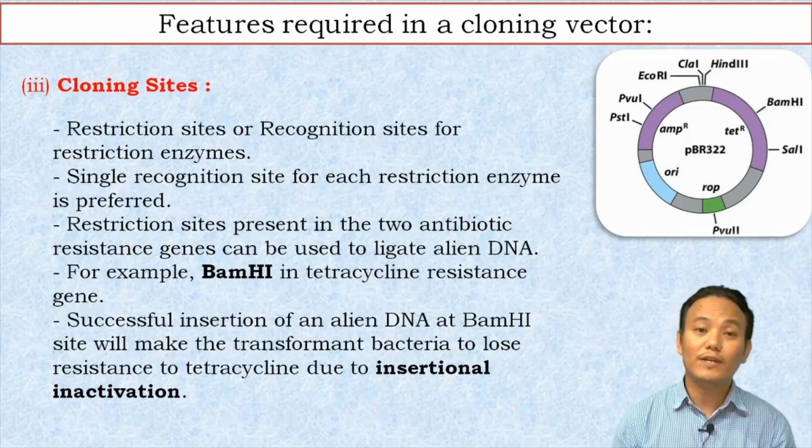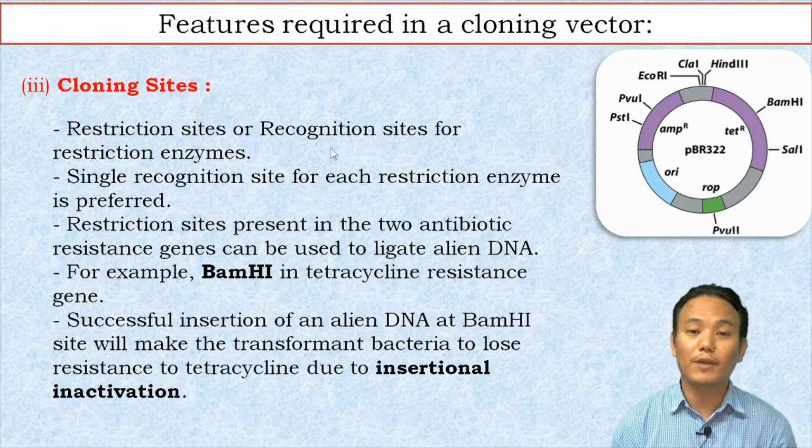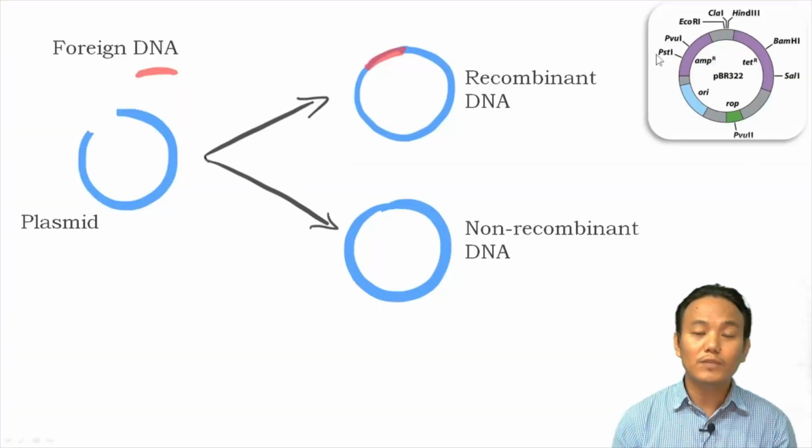Let us now try to understand the process of identifying recombinant bacteria from non-recombinant bacteria by going through a series of diagrams. In this particular diagram, you can see the initial stages of creating a recombinant DNA. So our main goal is to create a recombinant DNA.